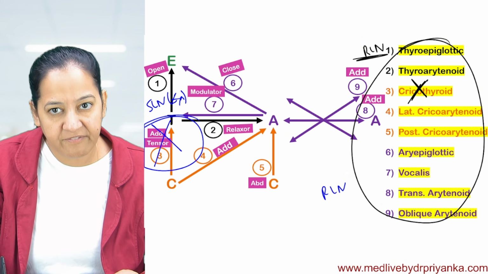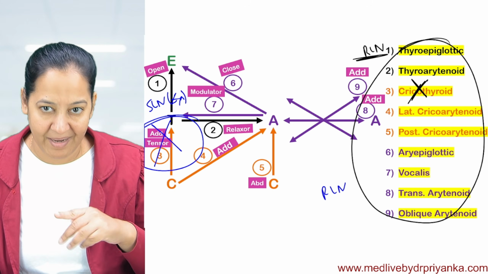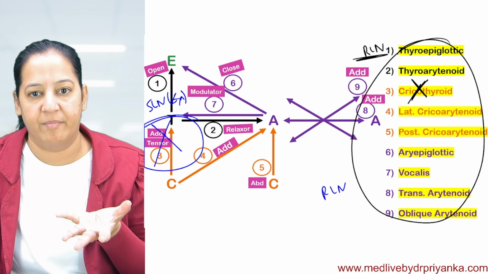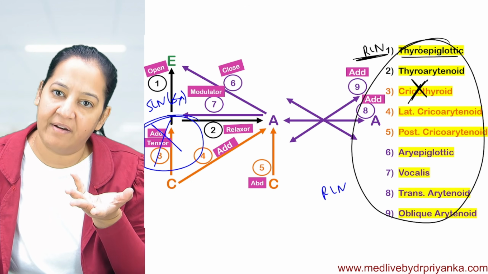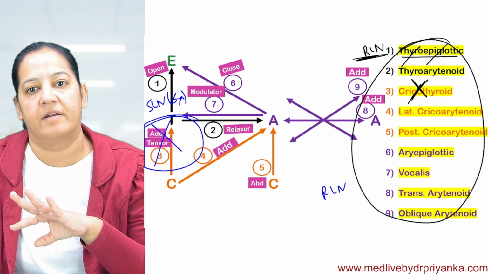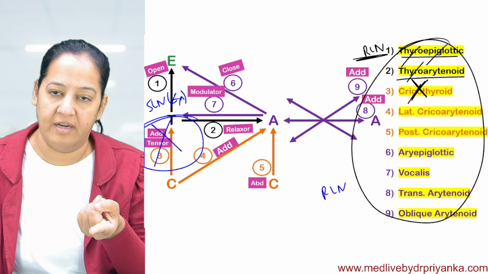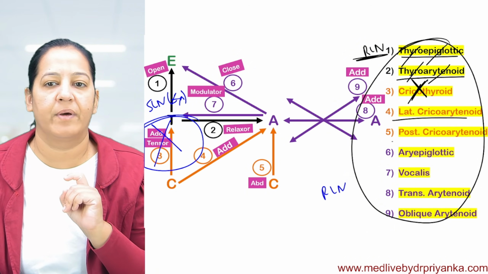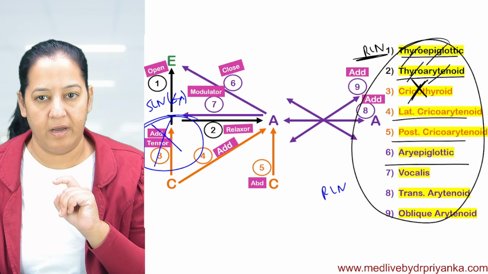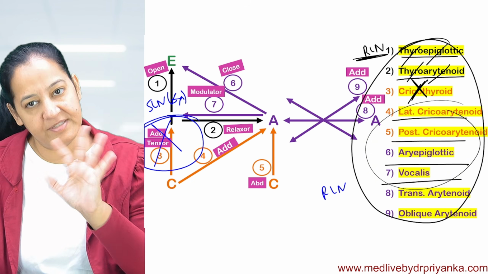But the unique feature is that, out of the 8, the remaining 6 are supplied right by right, left by left. I mean, the right thyroepiglottic is supplied by the right RLN. The left is supplied by the left RLN. The right thyroarytenoid is supplied by the right RLN. The left thyroarytenoid is supplied by the left one. Same with the lateral cricoarytenoid, posterior cricoarytenoid, epiglottic, vocalis. The right one is supplied by the right RLN. The left is supplied by the left RLN.